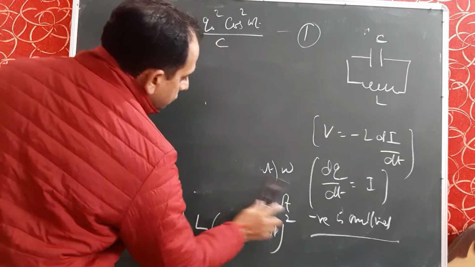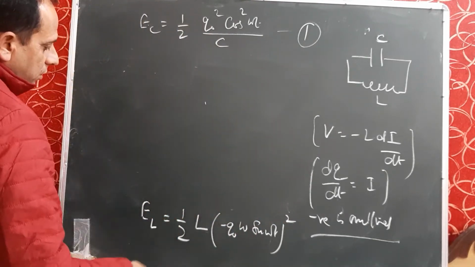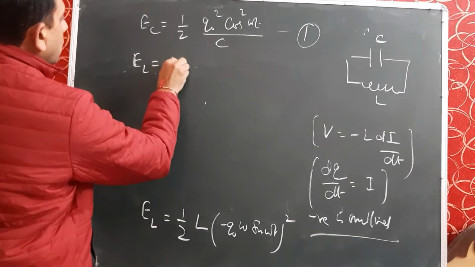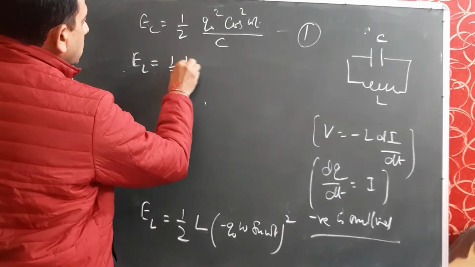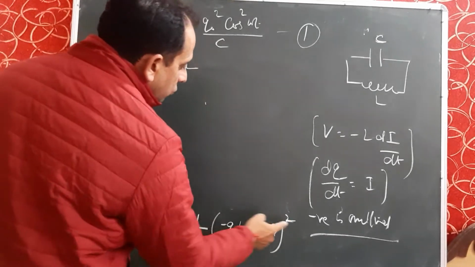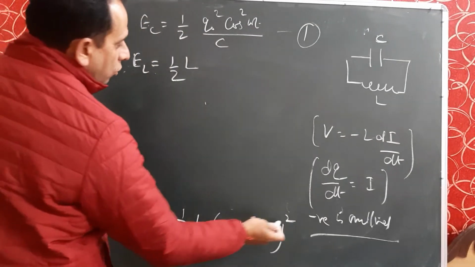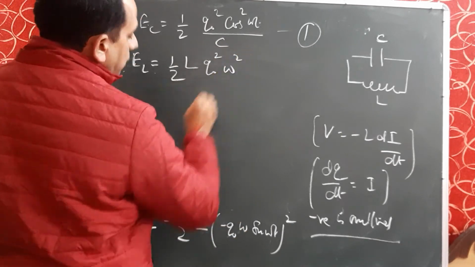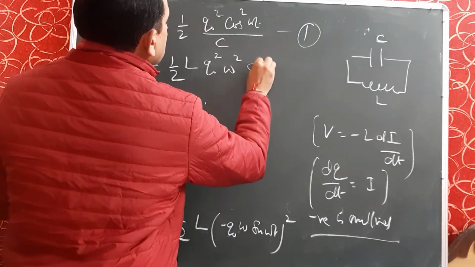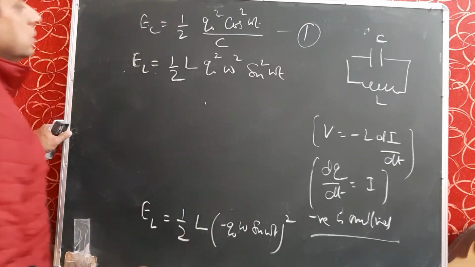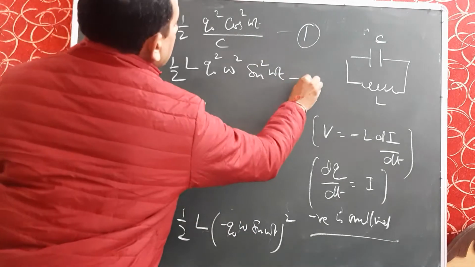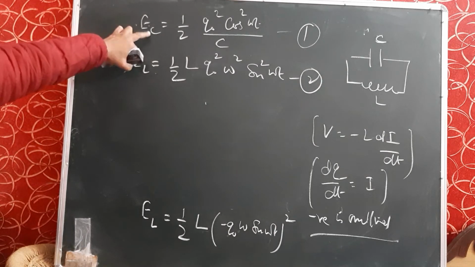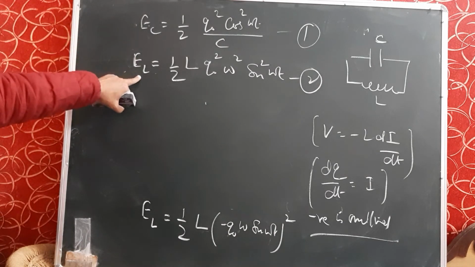So, on squaring we will get E_L is equal to half into L into, minus square is plus, q naught square into omega square into sin square omega t. So, this is equation number 2. Equation 1 is the energy stored in the capacitor, second is the energy stored in the inductor.